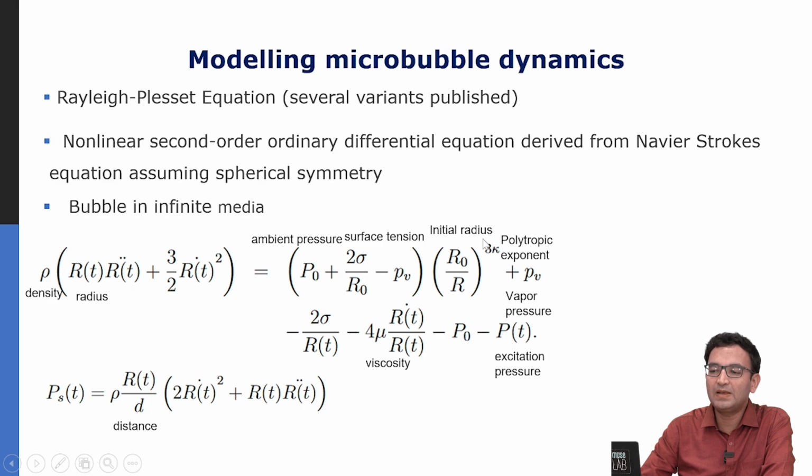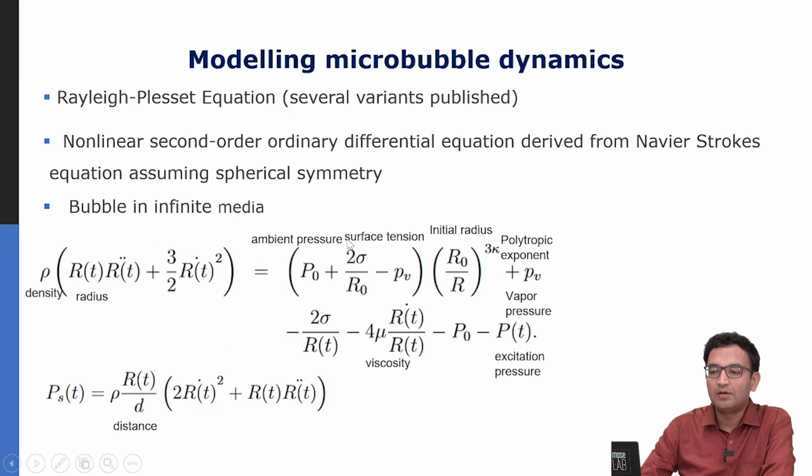So this is the Rayleigh-Plesset equation for an unshelled bubble. If you introduce a shell, then a few other terms will be added. Now solving this model, you are able to get the time dependent radial oscillations of this microbubble. We can also get the pressure from those radial oscillations by using this equation. So if you want to calculate the pressure radiated at a particular distance, you can solve for this expression.